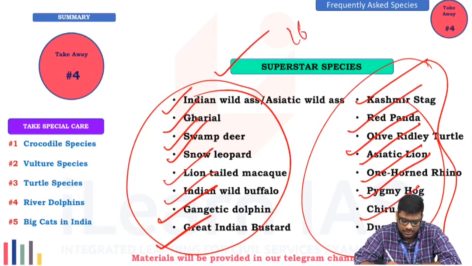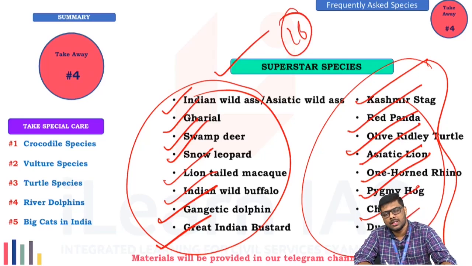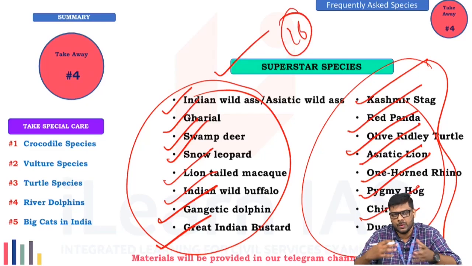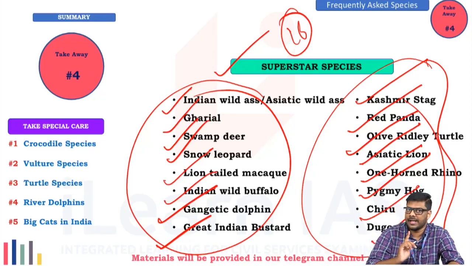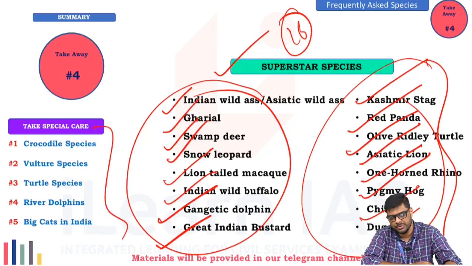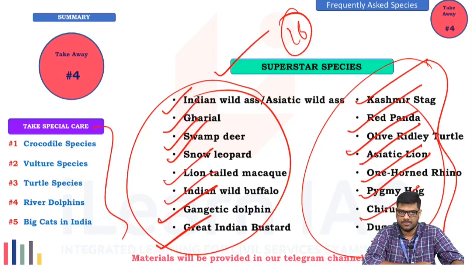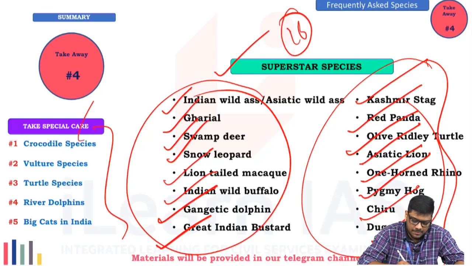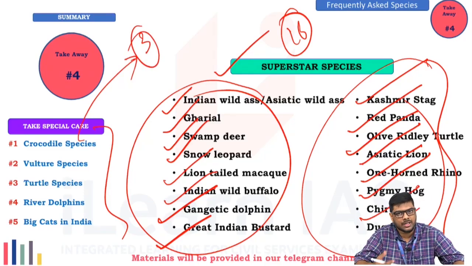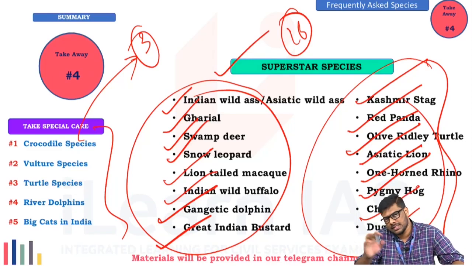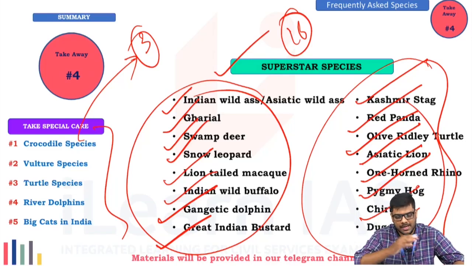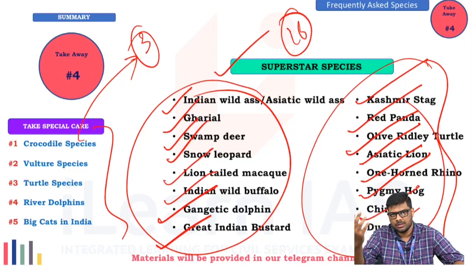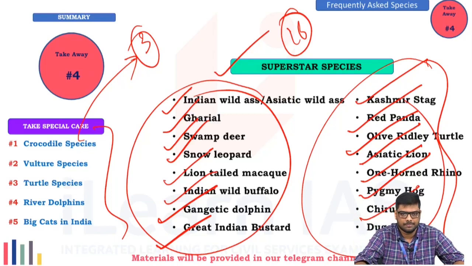There are 16 of them. Please make sure that you are covering all the dimensions which we discussed in the protected area networks. And along with these species, I have identified some families of faunal groups which UPSC likes to ask questions from. For example, crocodile species. There are only 3 crocodile species in India: saltwater, mugger and gharial. And UPSC asked about all the 3.